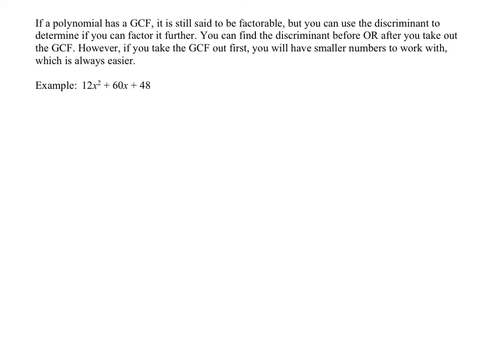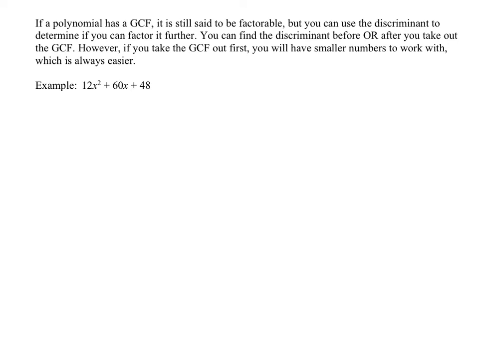because if you forget to pull out your GCF first, then you might find that if you use the discriminant and you find out it's not factorable into binomials, then you might forget to go back and pull out your GCF, and then you're going to say it's prime. So it's not prime if it has a GCF.